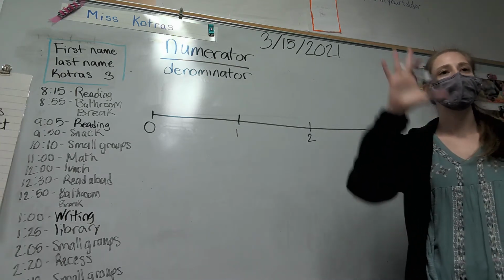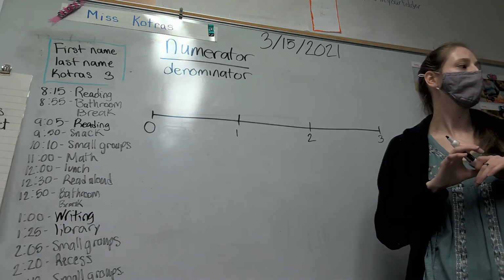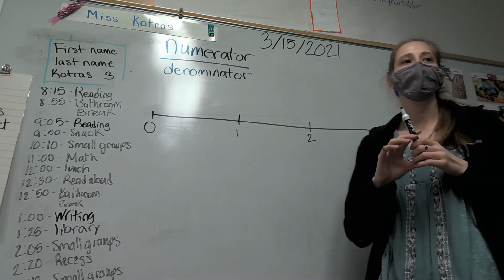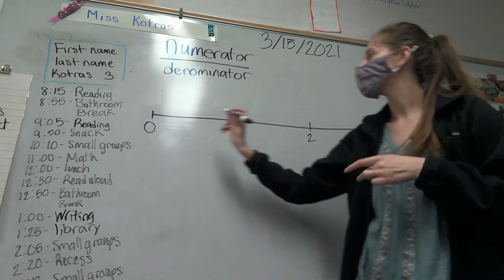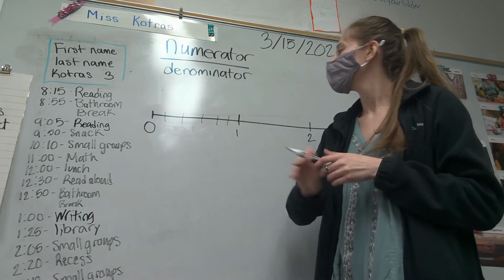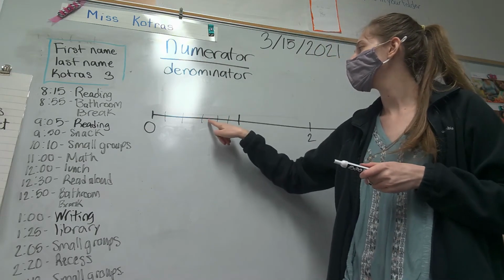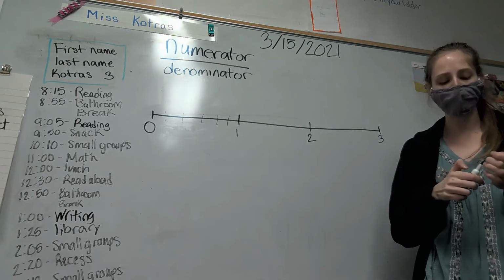So how many lines am I going to draw between 0 and 1? Show me on your hands. I'm going to draw 5 lines, because if I draw 5 lines, 1, 2, 3, 4, 5, it makes 1, 2, 3, 4, 5, 6 sections. That's like having 6 pieces.